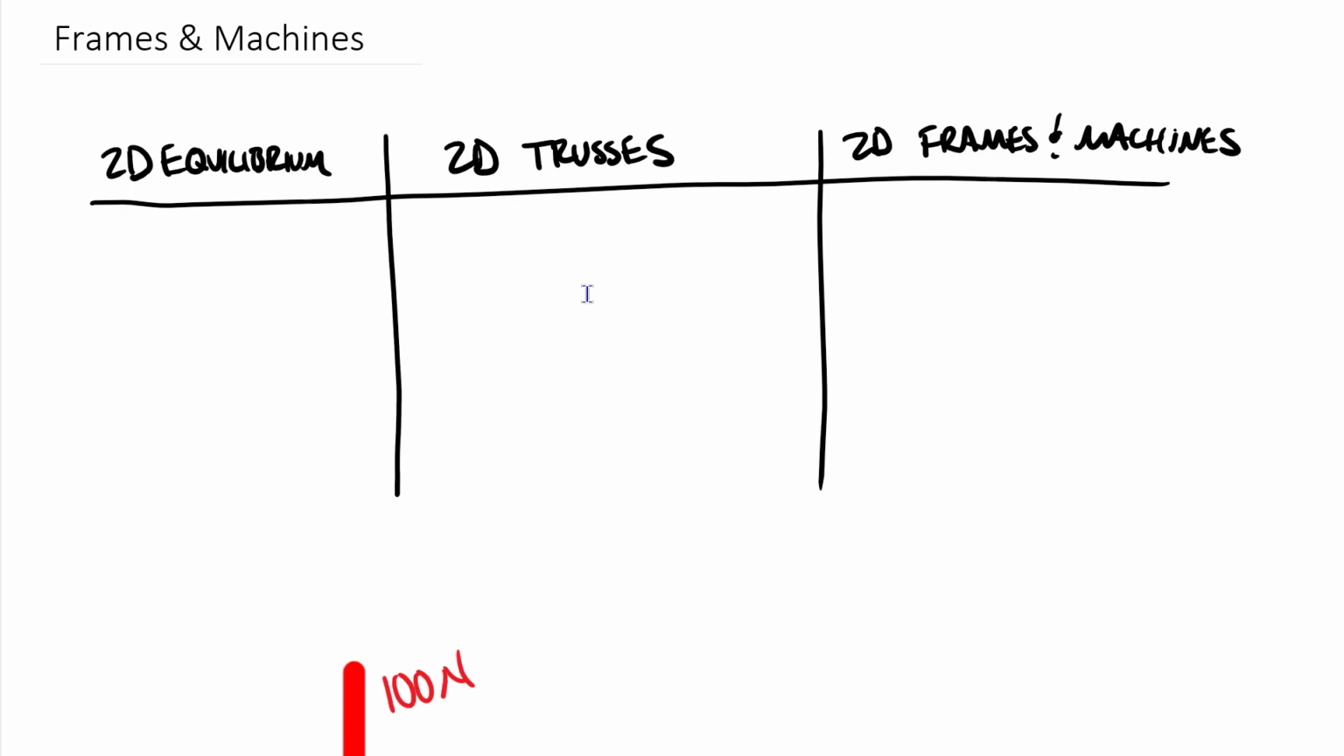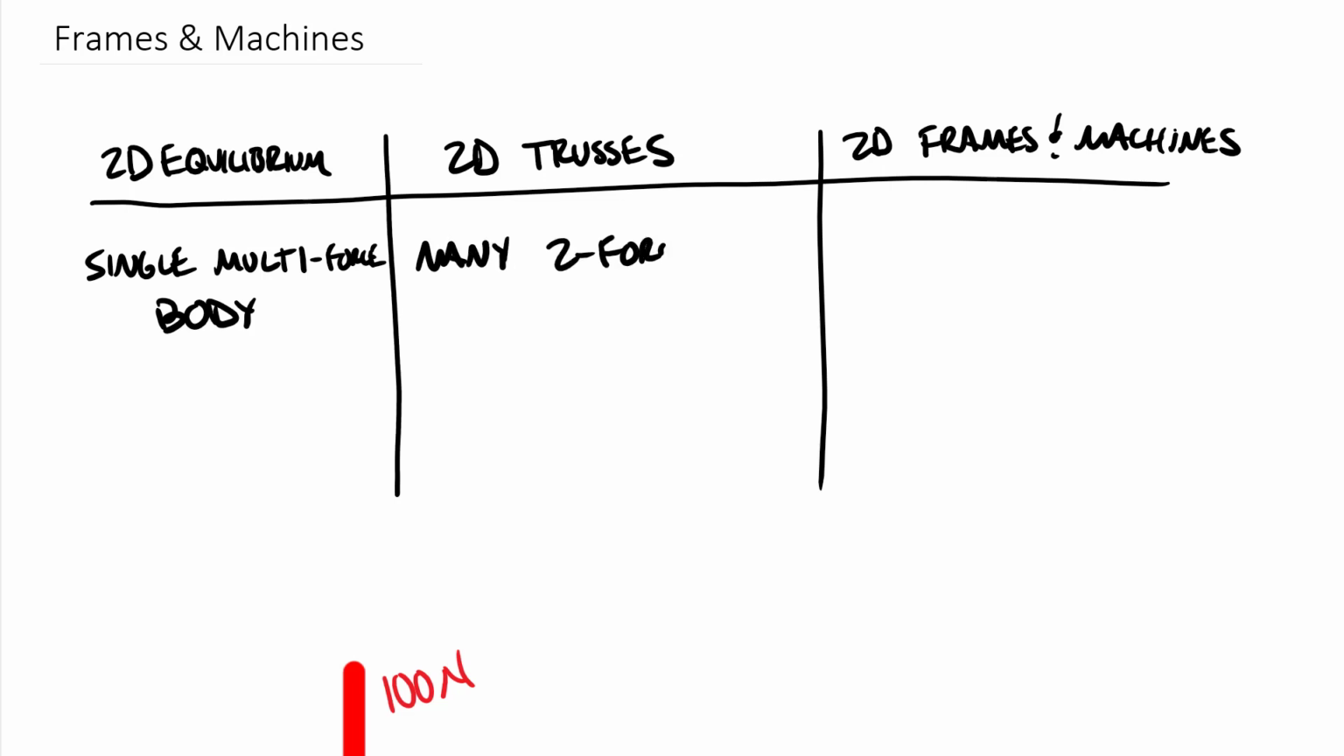And so for 2D equilibrium, we had one single body. And that body was subject to multiple forces and possibly also couples. We tend to call these commonly multi-force body. Okay, one single multi-force body. In 2D trusses, we had many two-force bodies.